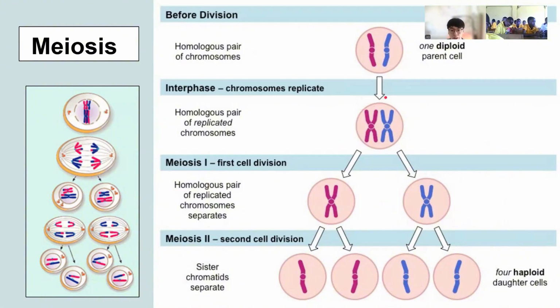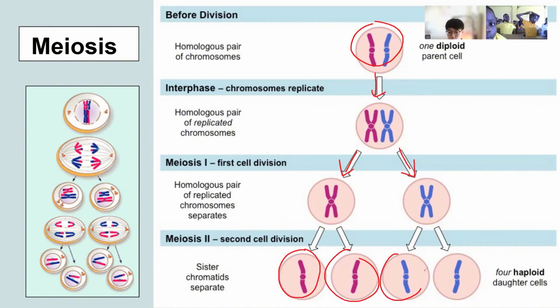Here's a diagram, you can see what happens over here. We start with one diploid, and then eventually it splits into 4 haploid cells. So this is the process of one diploid to four haploid. This is called meiosis.